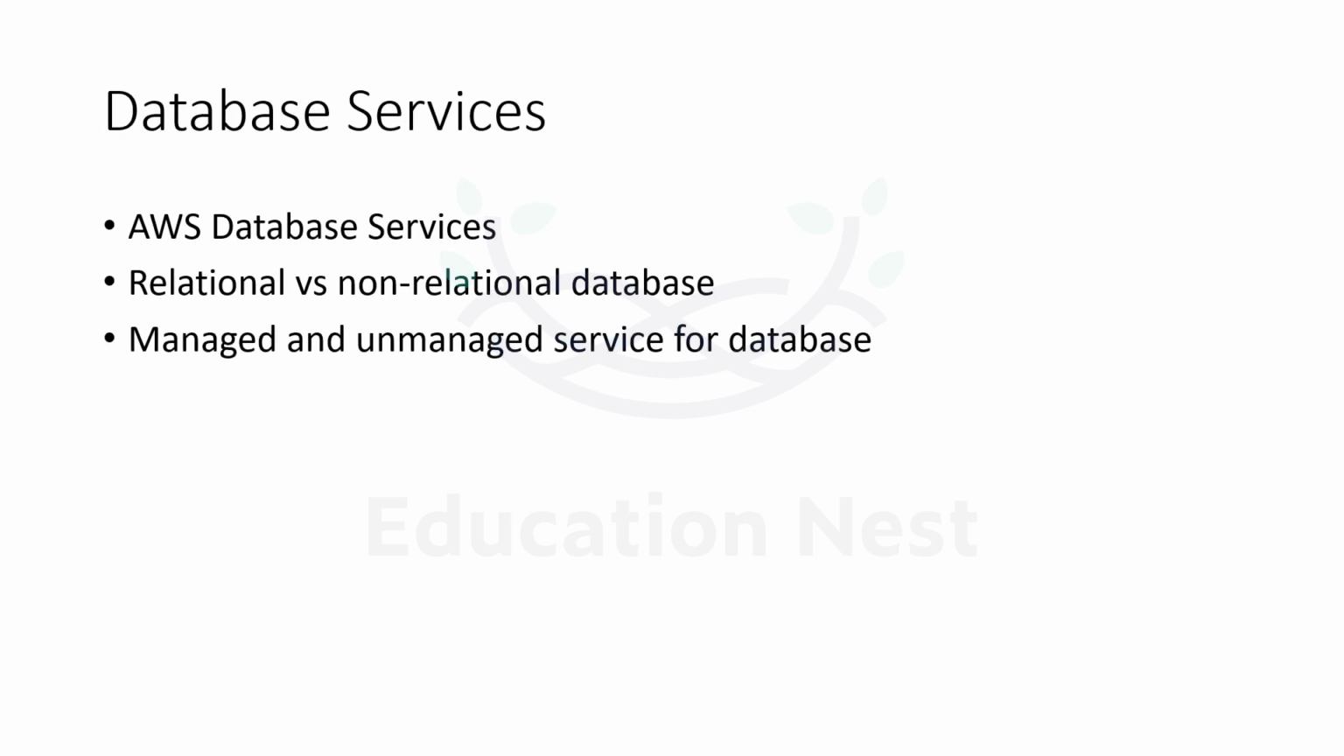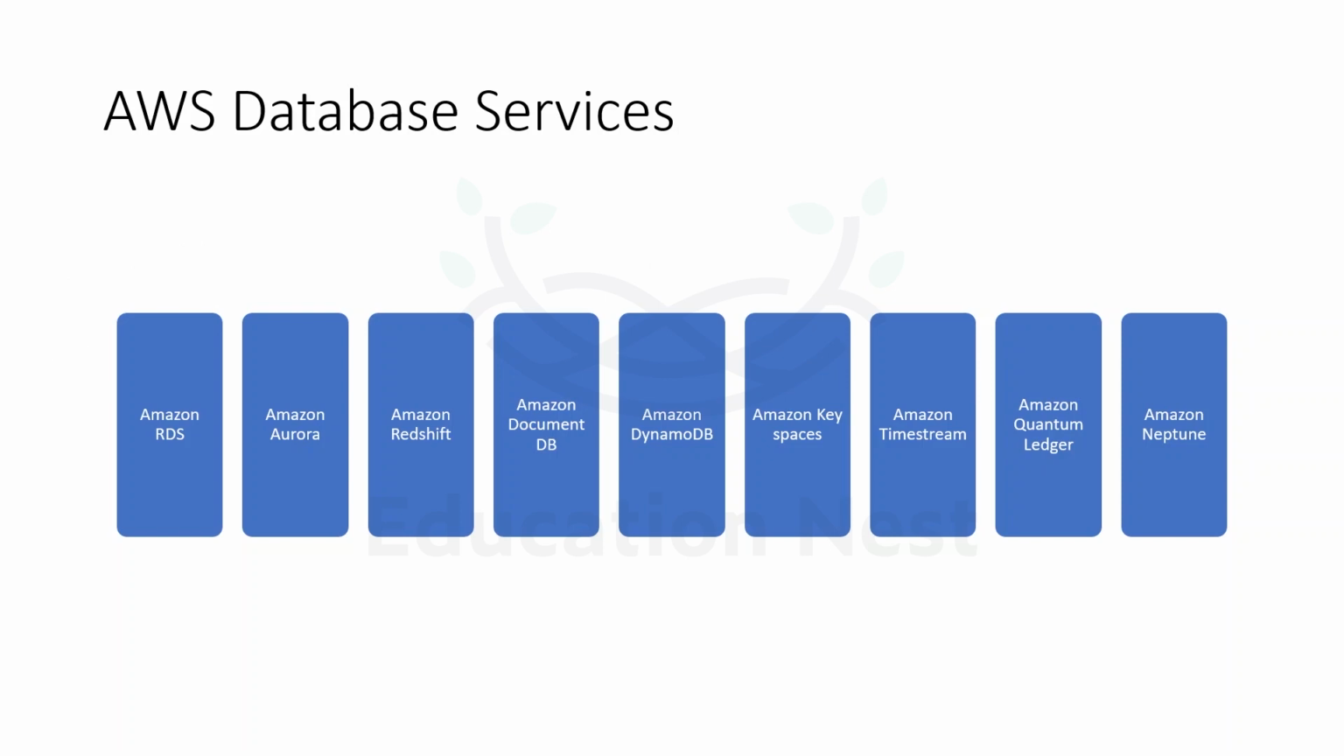So when we talk about database services, we have different kinds of AWS databases that we are going to understand. We'll be understanding relational versus non-relational databases, and we'll be understanding managed and unmanaged services for databases. So what are the different database services?